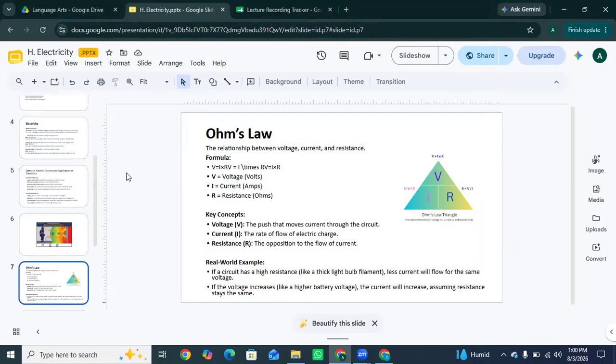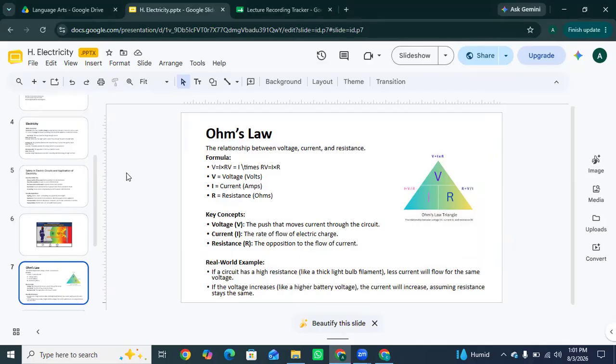Voltage is the push that moves current through the circuit, like water pressure. Current is the rate of flow of electric charge, like how much water is flowing. And resistance is the opposition to the flow of current.